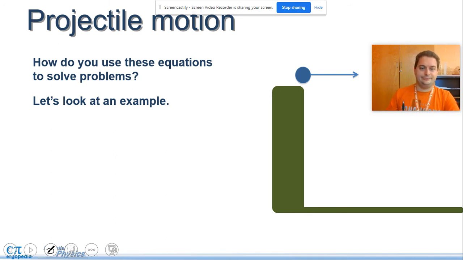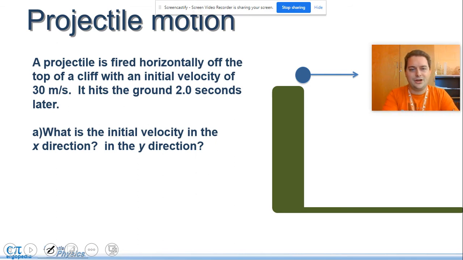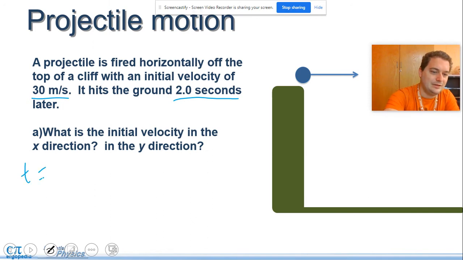Here's an example problem. A projectile is fired horizontally off the top of a cliff with an initial velocity of 30 meters per second. It hits the ground 2 seconds later. What is the initial velocity in the x and y direction? Let's take a look. Remember, previously I've said I like to list everything that's being given to me. So we got 2 seconds and 30 meters per second. So t, our total time, is 2 seconds, right? Now 30 meters per second, that's a velocity, right?